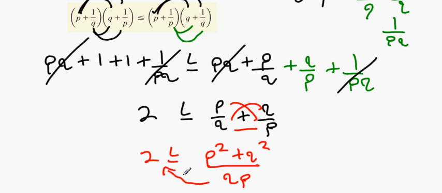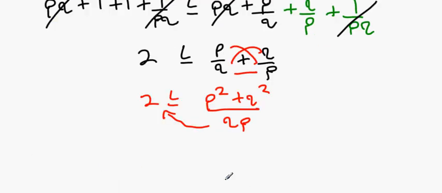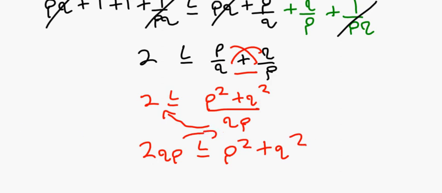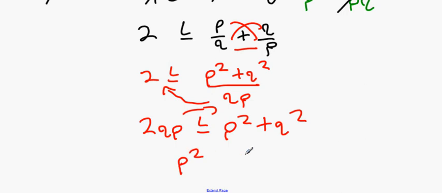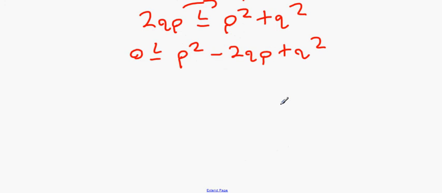Cross multiply the qp. We're allowed to do this because q and p are both guaranteed to be positive. 2qp is less than or equal to p squared plus q squared. Bring the 2qp over to the other side. We're going to get p squared minus 2qp. 0 is less than or equal to p squared minus 2qp plus q squared. Switch it around. P squared minus 2pq plus q squared is greater than or equal to 0.